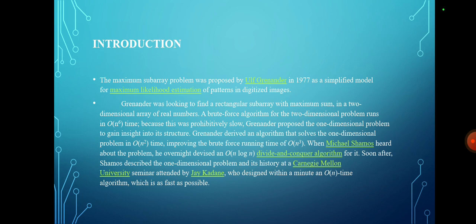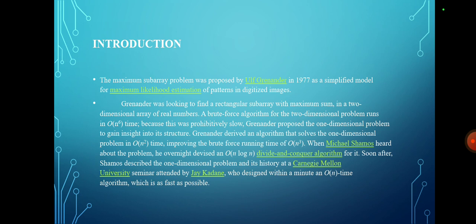A brute force algorithm for the two-dimensional problem runs in O(n^6) time. Because this was prohibitively slow, Grenander proposed a one-dimensional problem to gain insight into its structure. Then he derived an algorithm for the one-dimensional problem in O(n^2) time, improving the brute force running time of O(n^3).